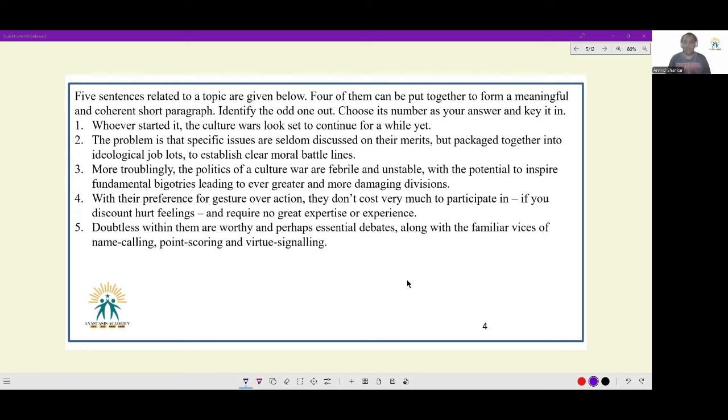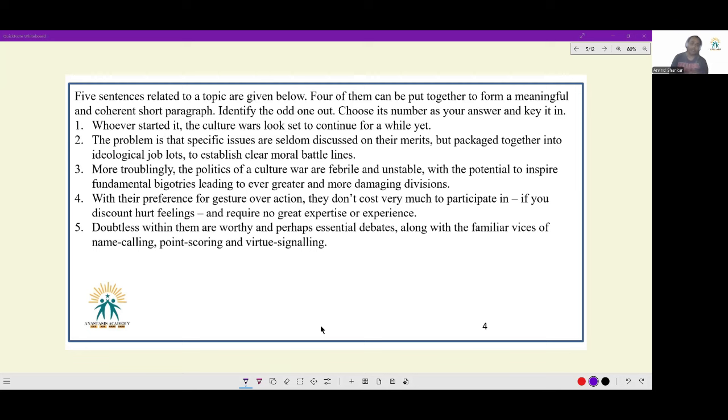Whoever started it, the culture wars look set to continue for a while yet. The problem is that specific issues are seldom discussed on their merits, but packaged together into ideological job lots to establish clear moral battle lines. More troublingly, the politics of a culture war are febrile and unstable, with the potential to inspire fundamental bigotries leading to even greater and more damaging divisions.